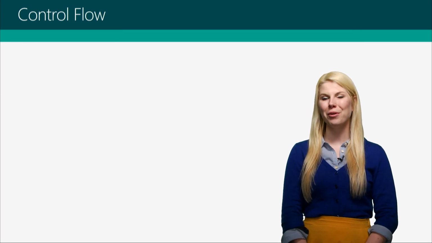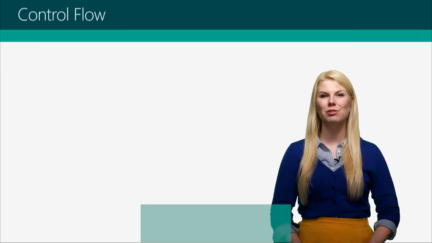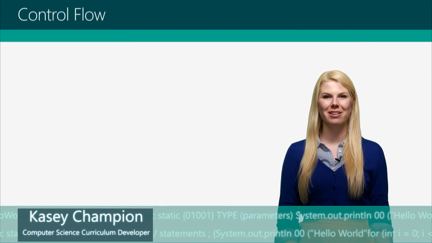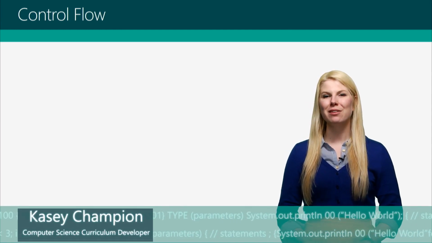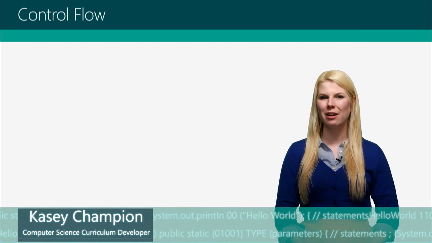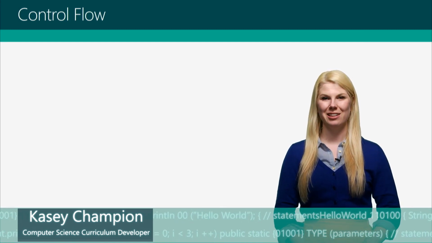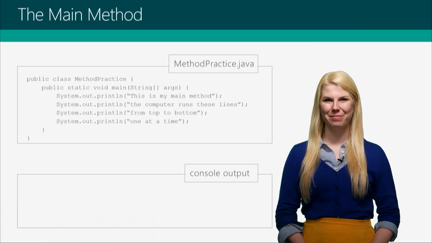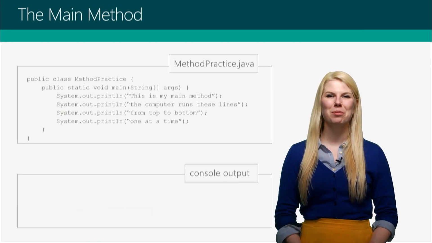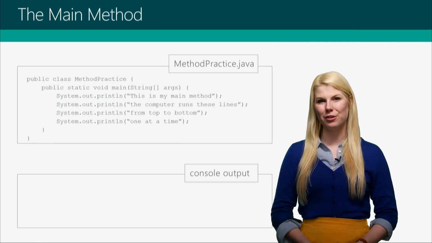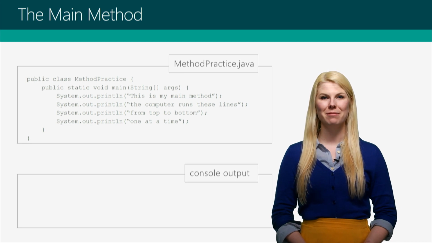One of the most important things you're going to learn as you develop your programming skills is how to read code like a computer. The computer has a very specific, systematic way of knowing which line of code to execute next. And that system is called control flow. Let's take this pretty basic class as an example.